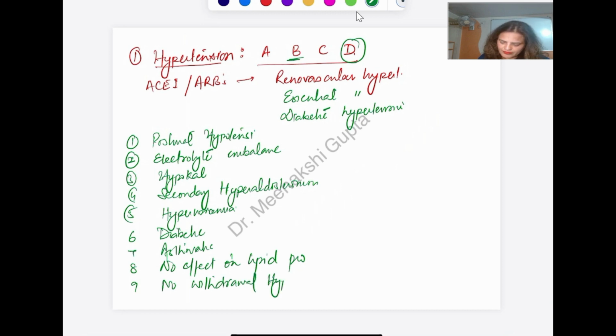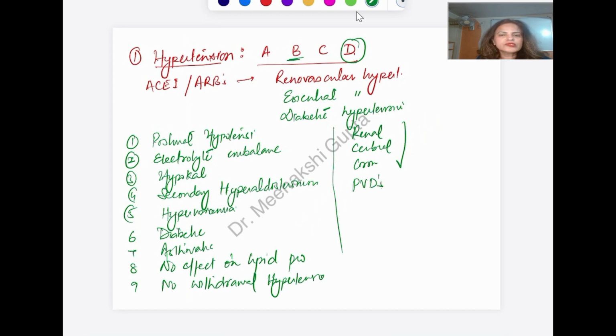Hypertension. Okay, already I have told, it is not going to affect renal, cerebral or coronary circulation. If the person is suffering with peripheral vascular diseases, there also we can put the patient on this. It is not going to affect the quality of life of the person. Okay, so minimal effect on the quality of life of the individual.